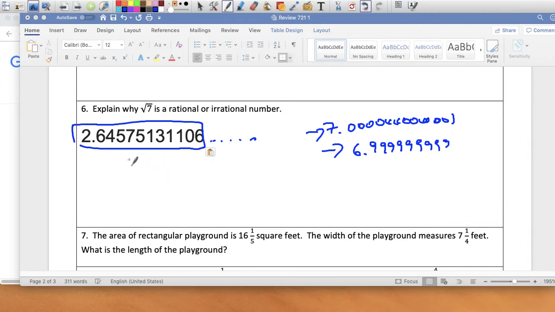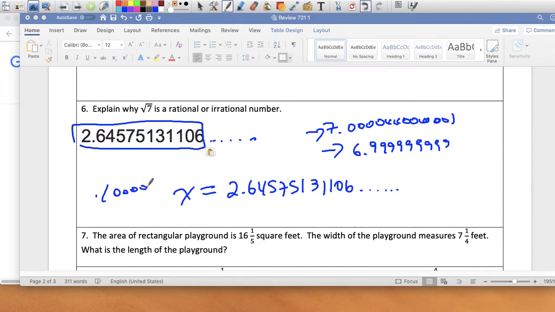And I can't do that little conversion that we do where I multiply this number and set x equals 2.6457531106 dot dot dot, and I can't multiply this by, what am I going to multiply this by? I don't know what to multiply that by, right? This side and this side, it won't help me, right?